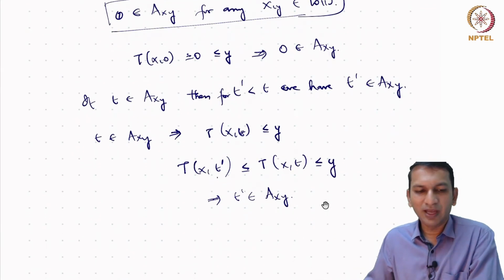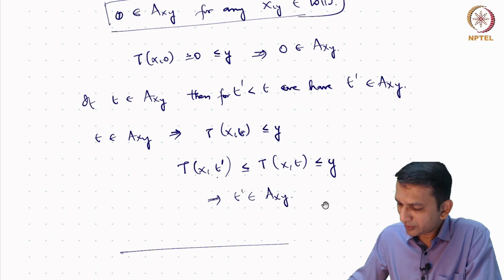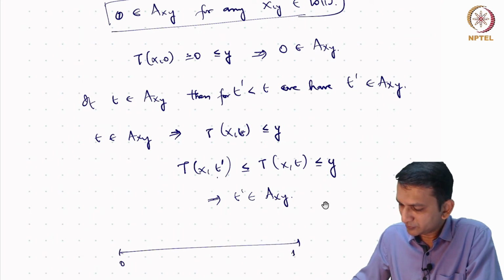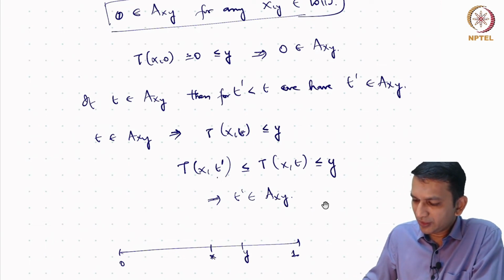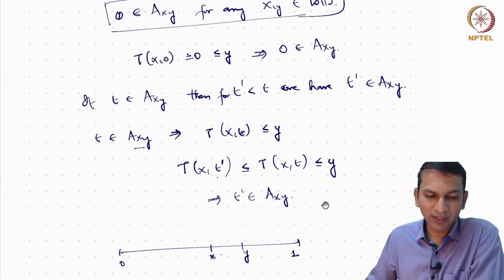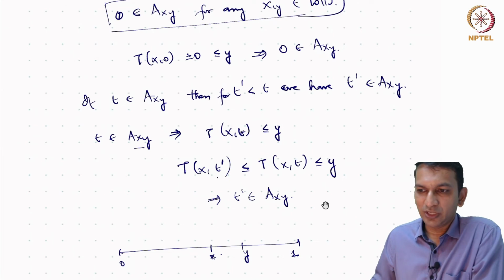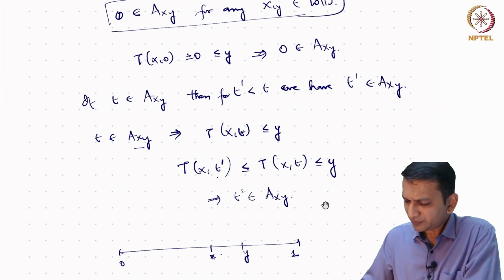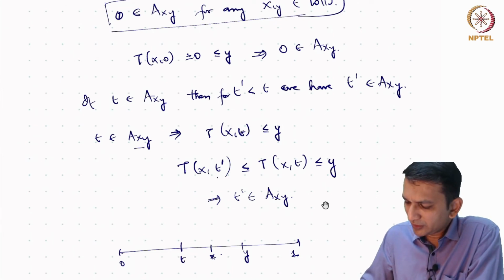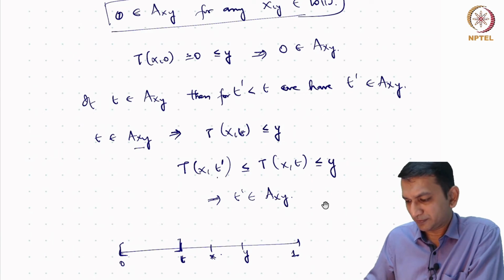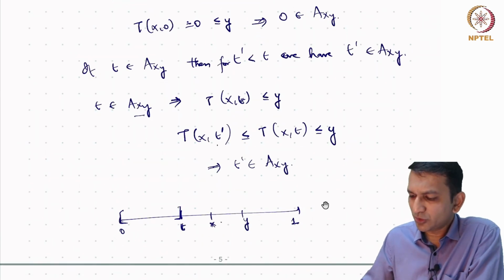So essentially what we have is, if you look at it like this, you have an x, you have a y. Now you are looking at AXY for this x and y. X and y can be whichever way, x can be smaller than y or greater than y. But we know 0, 1 is a chain, so given any two elements, they are related under the ordering. So if we know that this t here is such that t of x comma t is less than or equal to y, then essentially the entire interval also belongs. That means the entire interval is also contained in AXY.